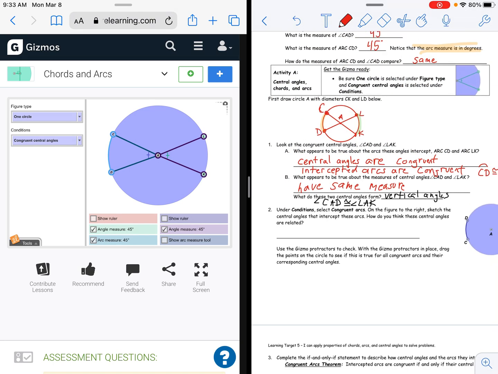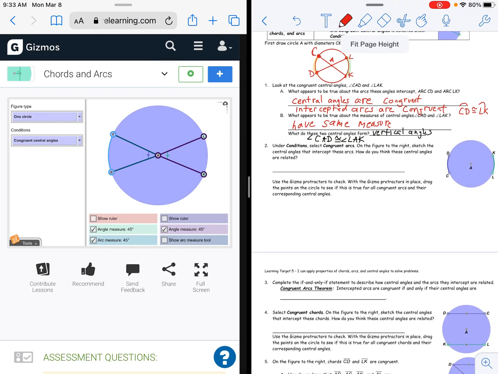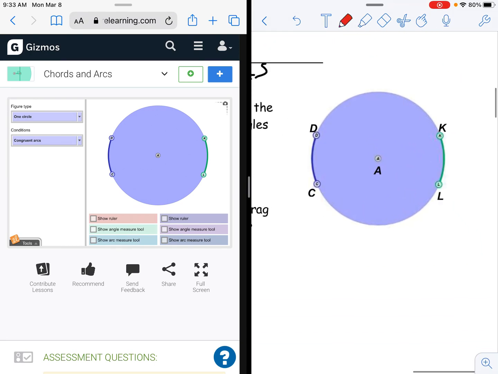All right, let's keep cruising right along. Under conditions, we're going to select congruent arcs. On the figure on the right, sketch the central angles that intercept these arcs. How do you think these central angles are related? Basically, it's saying arc DC is congruent to arc KL.